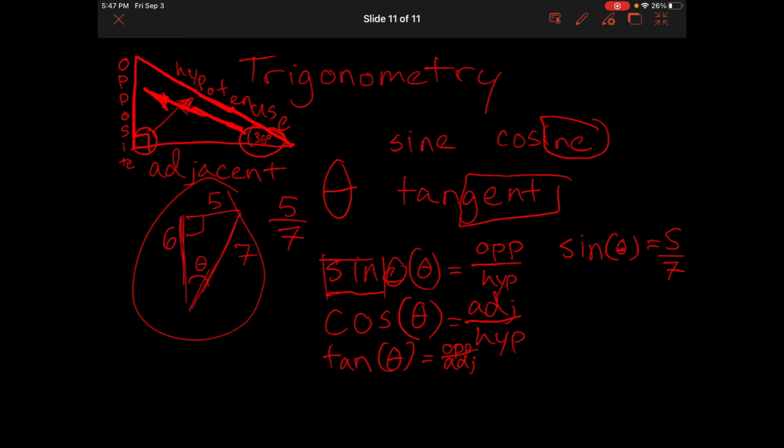Now what about cosine? Cosine is adjacent over hypotenuse. Well, cosine of theta equals 6 over 7, or 6/7. Now what about tangent of theta? Well, tangent of theta equals 5 over 6.